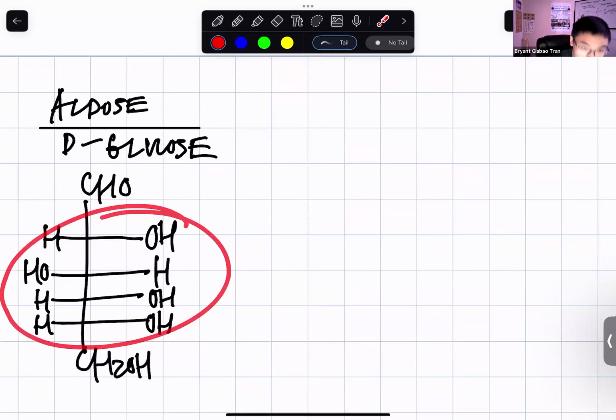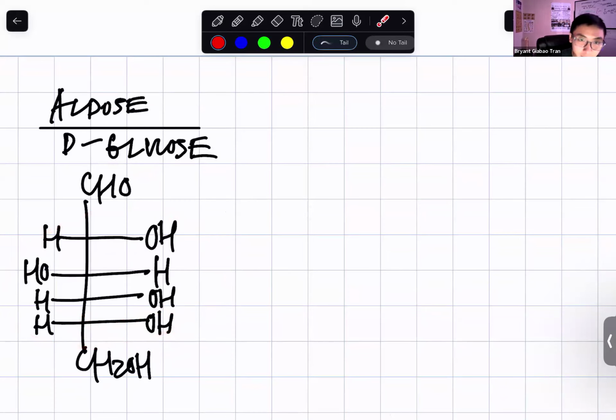This is the specific configuration for D-glucose, and the way that you can remember it is this hand trick right here. Use your right hand. The 4 horizontal bonds in the middle here are going to be your 4 fingers, and where the alcohol is landing, that's the direction your finger is going to go. So the second carbon here is going to the right, and then the middle finger is going to be to the left, and then the ring and index finger are going to be to the right. So this is D-glucose right here, the specific configuration of D-glucose, right?